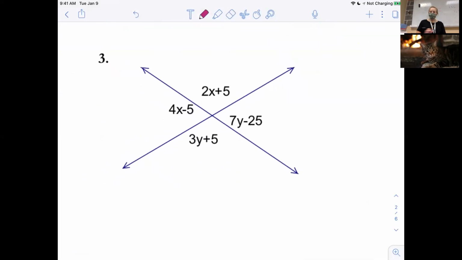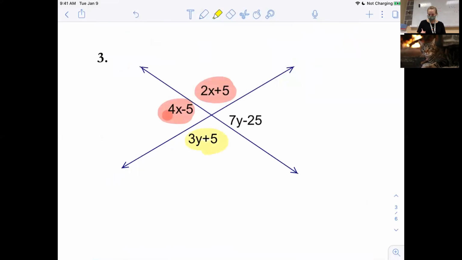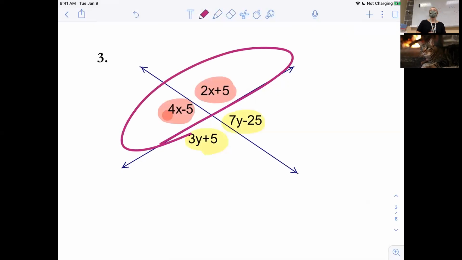Okay, so we're looking at number 3. First thing I want to do is I need my X's and my Y's to go together. So let's highlight, here are my X's, here are my Y's. I can't solve an equation with 2 variables. I can only have 1 variable per equation. If I'm looking at my X's, what's the relationship between those angles? Austin? They equal 180. Awesome.